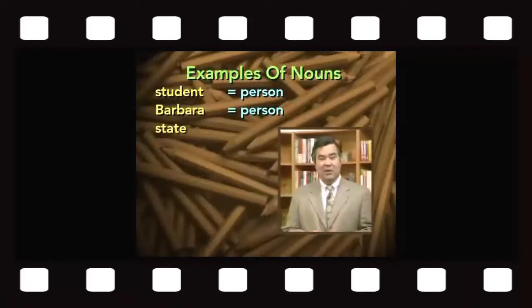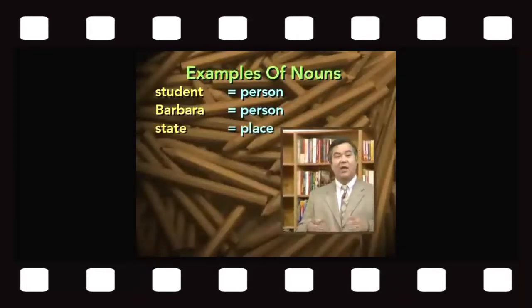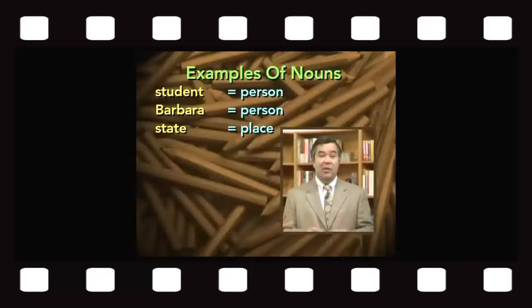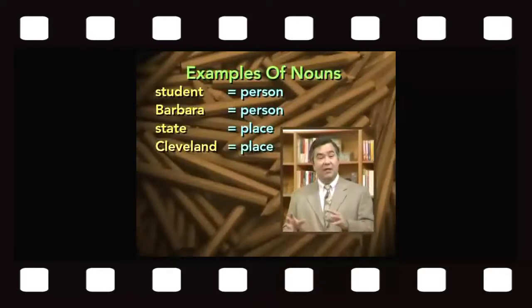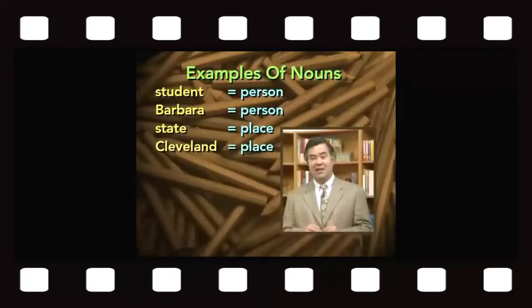What about state? What does that name? Well, that names a place. A state would be one of the 50 states that goes to make up the United States, and it's a place where you might live. Cleveland also names a place. Again, a very specific place, a particular city within the United States.